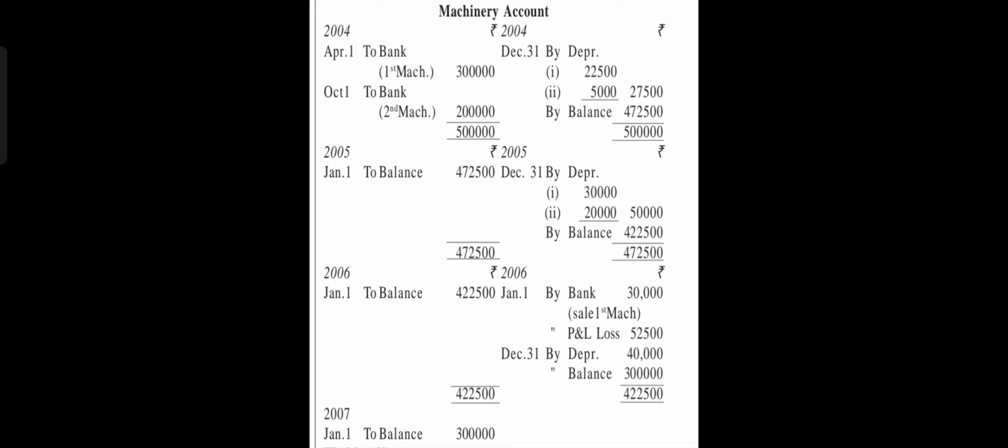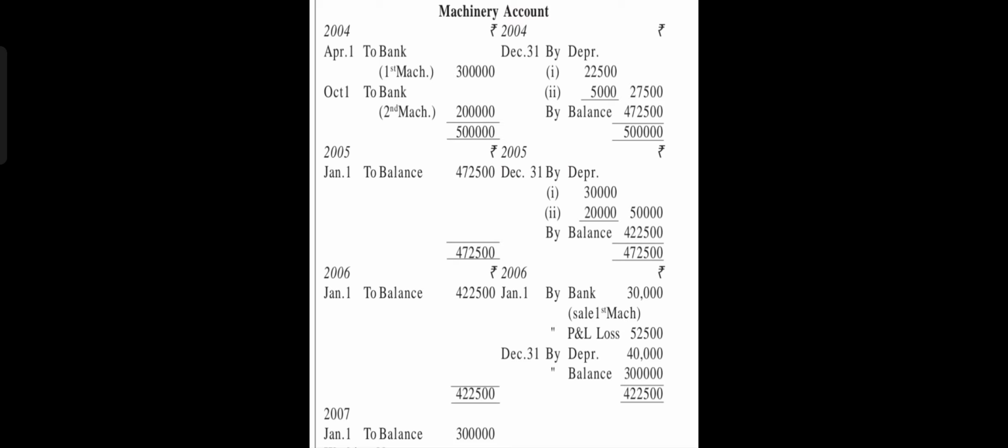Now all the transactions have been completed. Coming to the debit side, the total of your machinery account for the year 2006 is 4,22,500. Deducting the amounts 30,000, 52,500 and 40,000, we remain with the balance of 3 lakh rupees. So we'll be writing by balance carried down 3 lakhs. We are closing the account for the year 2006.